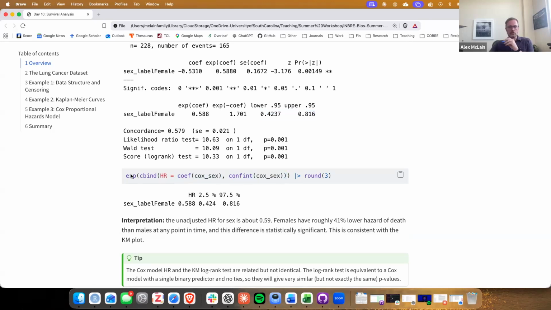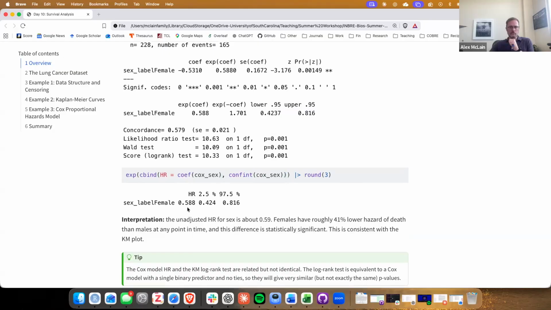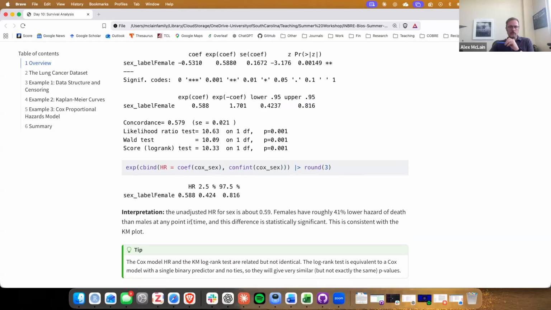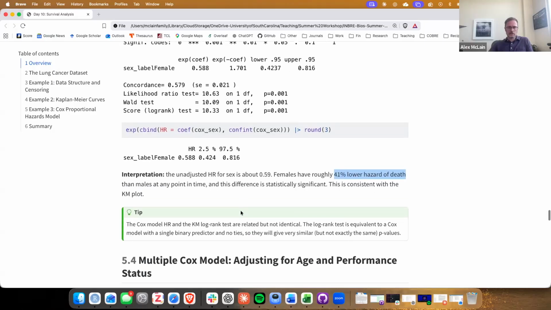Here, I'm just repeating those values that we already had using the coefficient function and the confint function that we've used before, exponentiating those and rounding, and we see the same information. So the unadjusted hazard ratio for sex is 0.59, which indicates that females have roughly 41% lower hazard of death. We could say 41% lower risk of death than males at any particular time point. This difference is statistically significant. This is consistent with the Kaplan-Meier plot and the log rank test. The log rank test gave us the same information. Usually it will be very similar, though not identical.